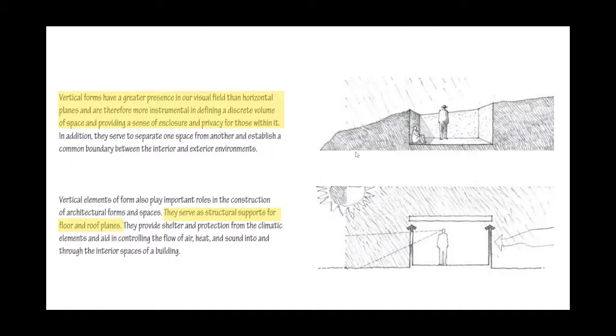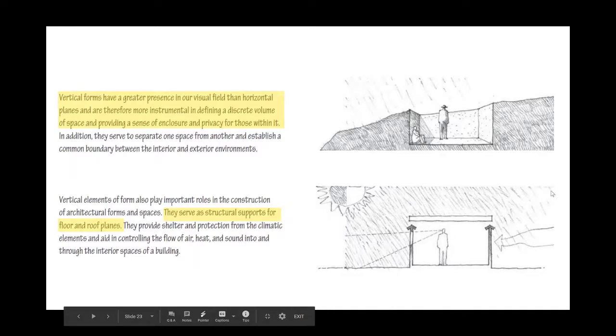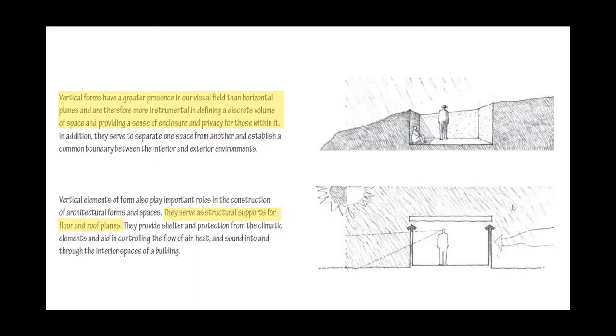Vertical elements of forms also play important roles in the construction of architectural forms and spaces, as they serve as structural support for roof planes. This is very visible in our building structures and any construction applied on site. One of the oldest construction forms is the post and lintel, where basically you have vertical supports and then a horizontal plane as your structural support. That's basically your columns and your beams.